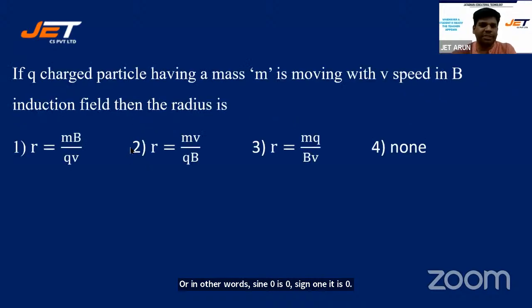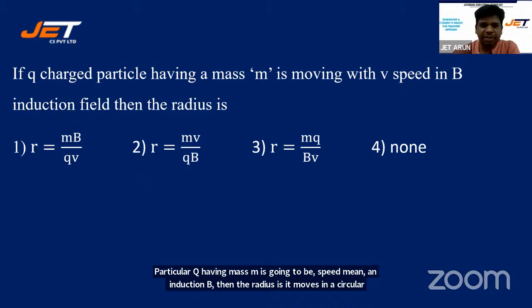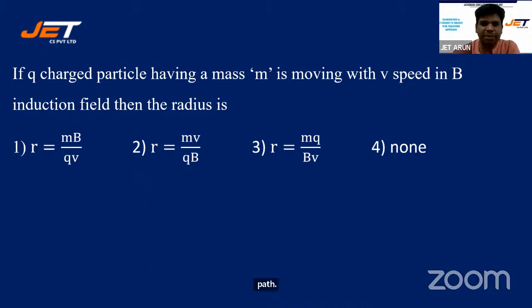Okay, this formula we have seen in the theory. A charged particle Q having mass m is moving with speed v in a magnetic induction B. It moves in a circular path whose radius is given by mv by qB, mq by Bv, mB by qv, none.